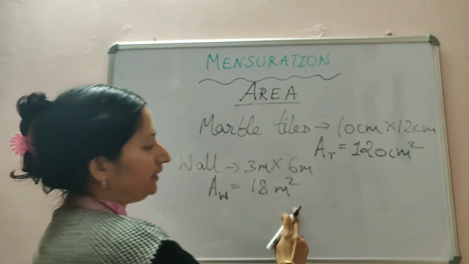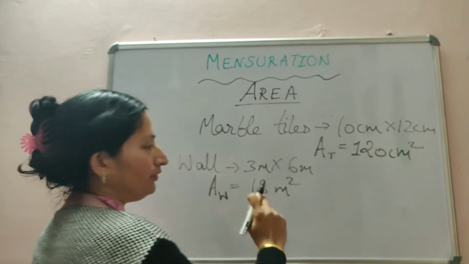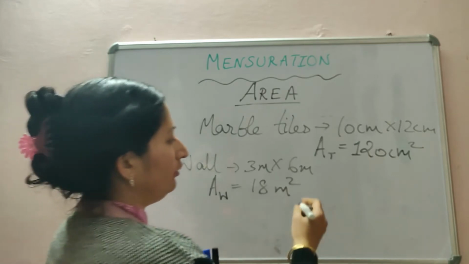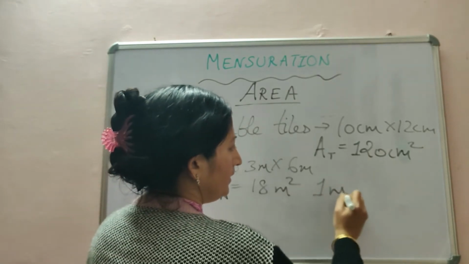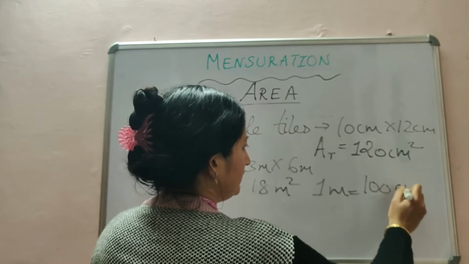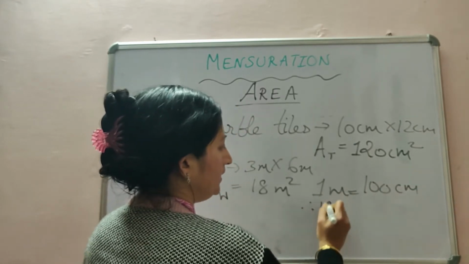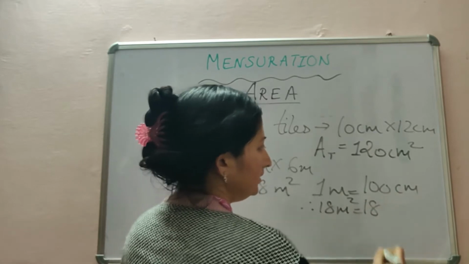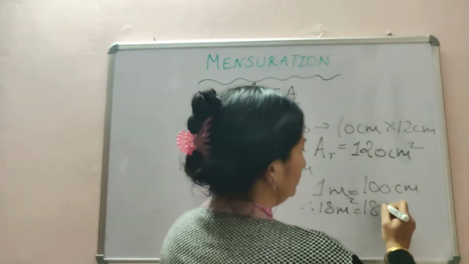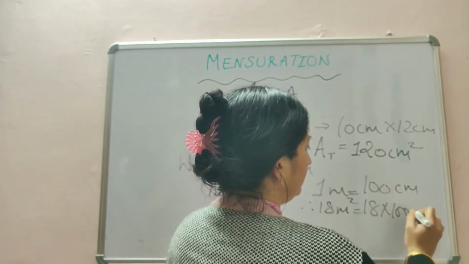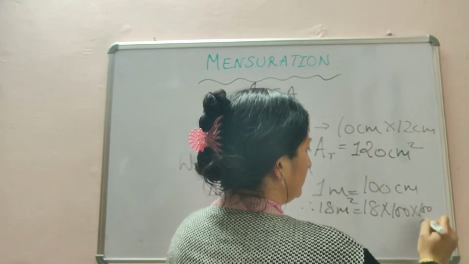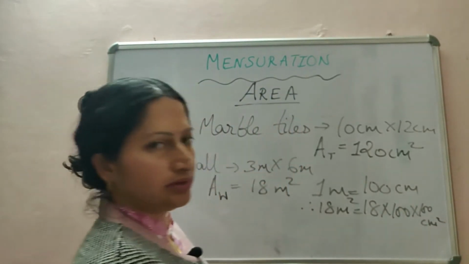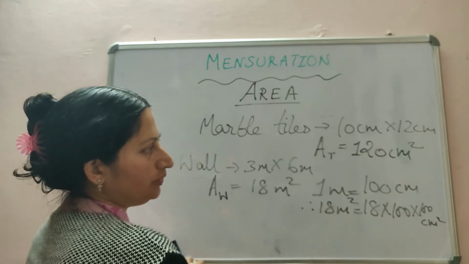Now the units are different, so we will bring them to the same unit. For that, 1 meter is equal to 100 centimeter. Therefore 18 meter square can be written as 18 into 100 into 100 centimeter square. This should be clear to you.